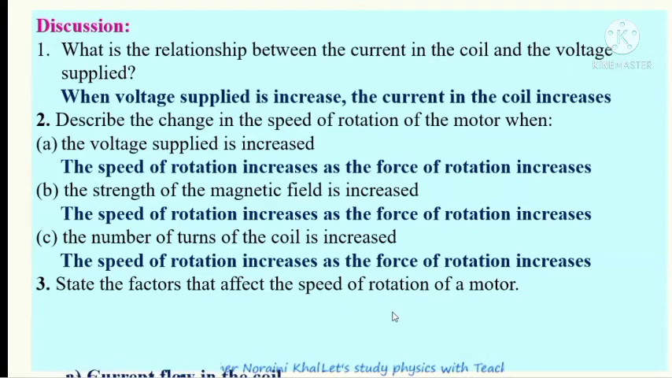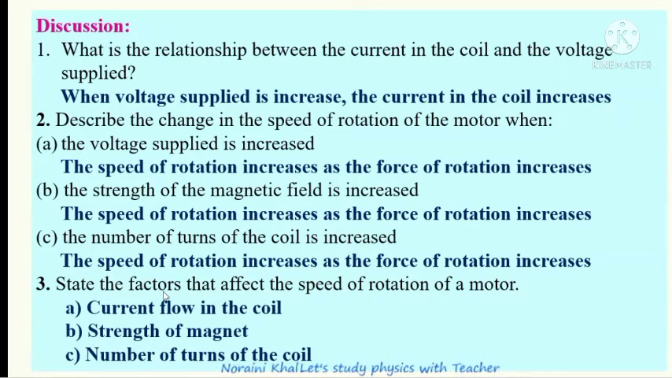So from here we can conclude there are three factors that affect speed of rotation: current flowing in the coil, strength of magnet, and number of turns of the coil.